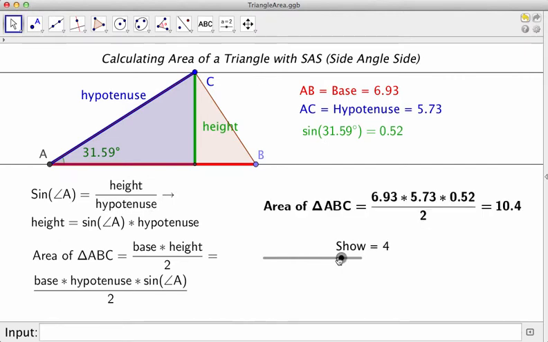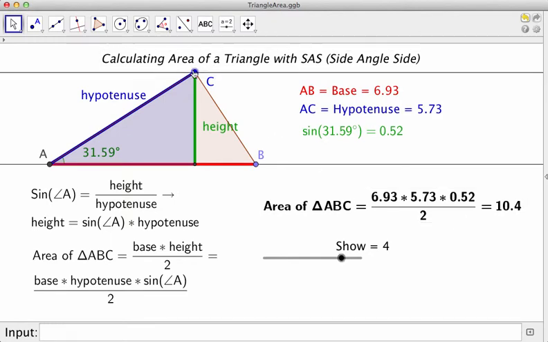Now let's look at the actual calculation. We have that the area of triangle ABC is equal to 6.93, which is the length of this red base, times 5.73, which is the length of this blue hypotenuse, or side AC, multiplied by the sine of angle 31.59 degrees, which is 0.52. When we multiply those together and divide by 2, we get 10.4.